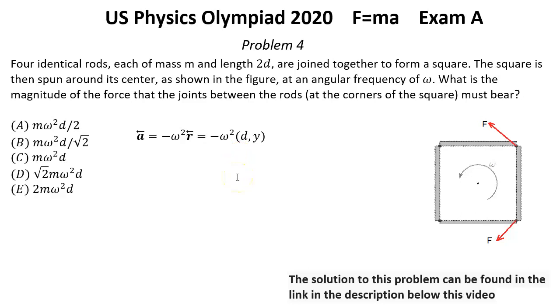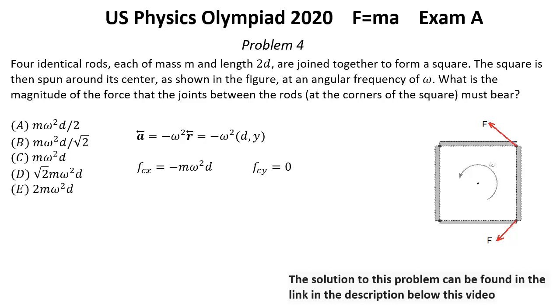Thus, the rightward force on the rod is negative m omega squared d. In the direction y, due to symmetry, the centripetal force is cancelled. Using Newton's third law and the symmetry, we see that the tension in each joint must be in the direction perpendicular to the corresponding diagonal.